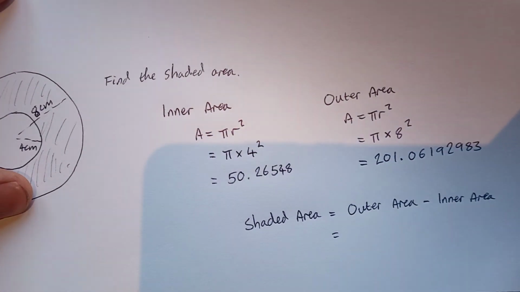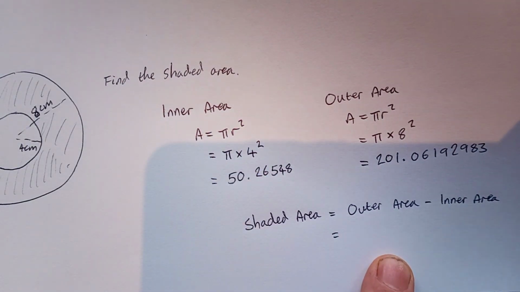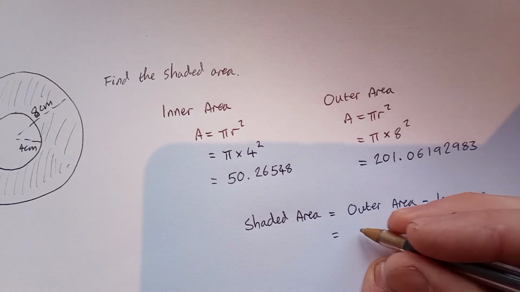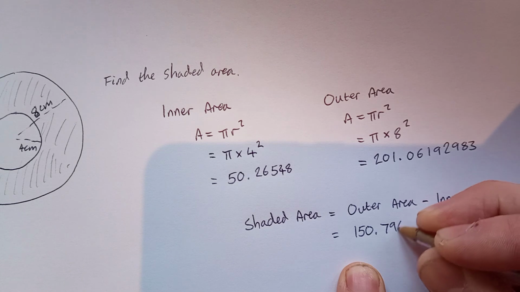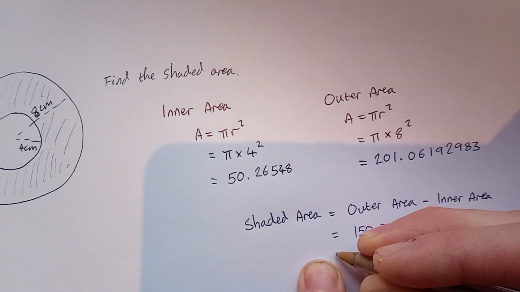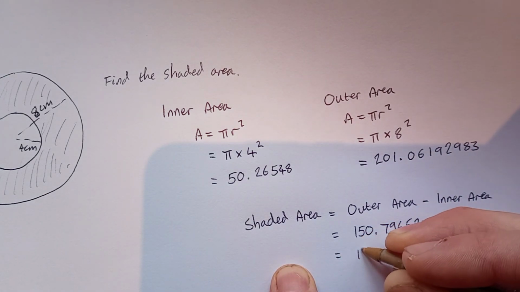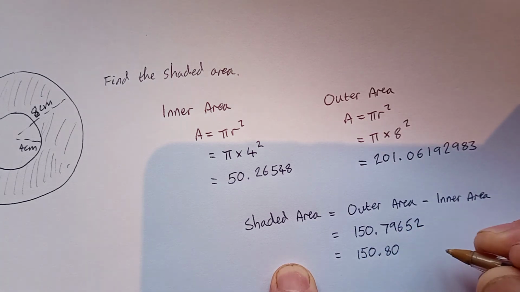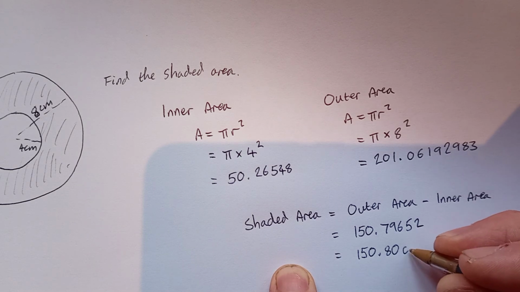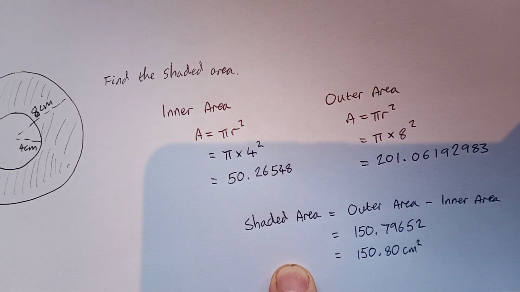Doing that, working that out, what do we get? Just taking care to put that in accurately. We got 150.79652, and then rounding that, we get 150.80. Remember, we're working with an area, so we want some units, which are centimeters squared.